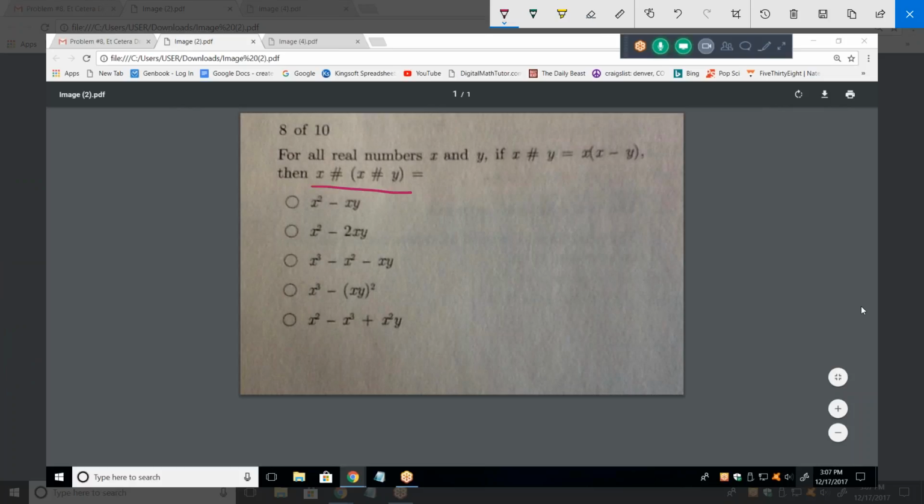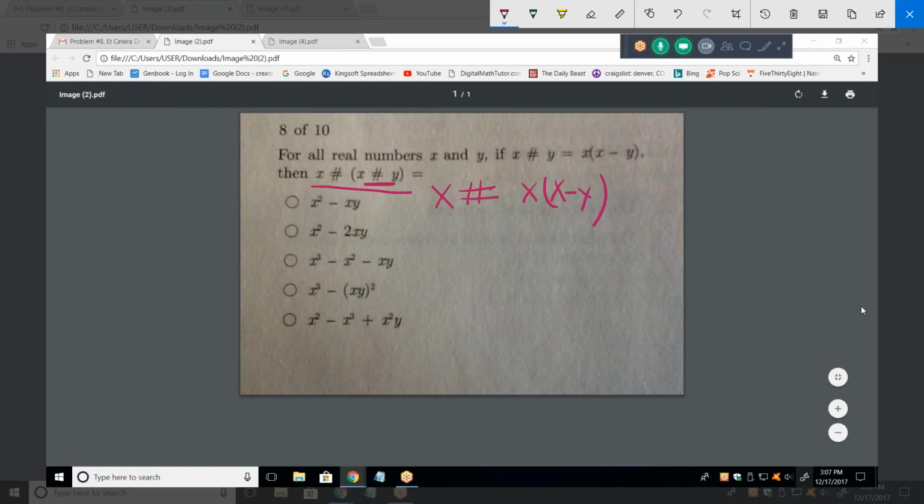So this means, well, first of all, we work from the inside out. So it's clear that this is what that means, because all I'm doing is substituting. It tells me that x pound y is equal to that. So x pound y is equal to that. And now I have x pound that quantity. Right. Okay? And the definition of what pound means is whatever's on the left side gets substituted for x, whatever's on the right side gets substituted for y.